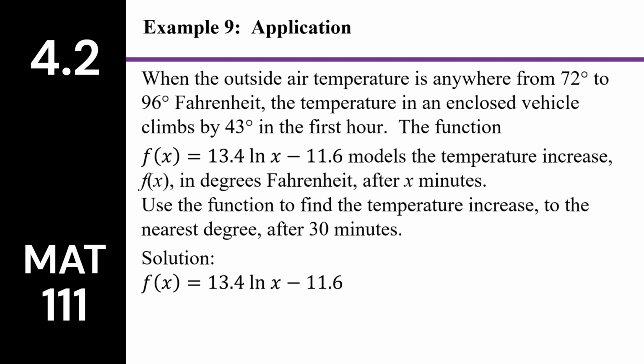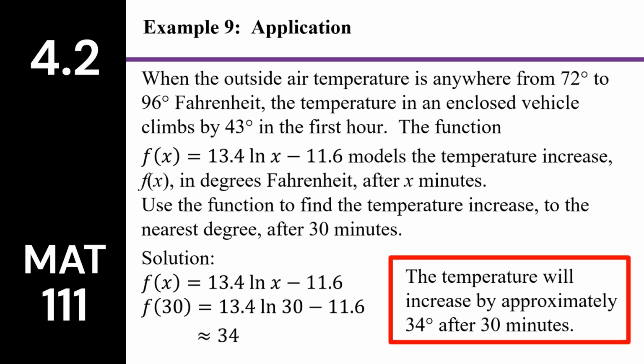They want to know the value when x is 30 minutes. So we substitute in the 30. And on your calculator, you have an ln button. This is a logarithmic button with a base of e. You should get approximately 34. And this tells us that the temperature will increase by approximately 34 degrees after 30 minutes.